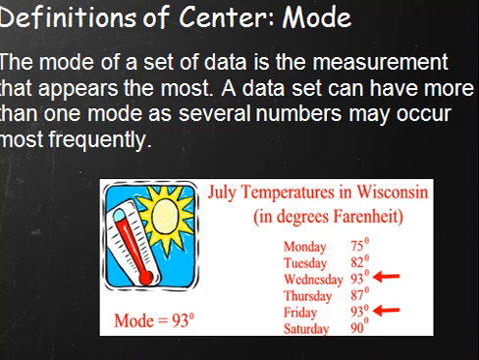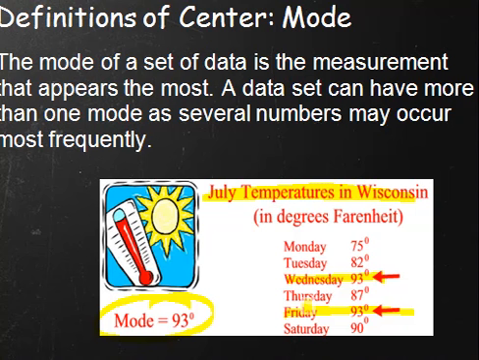The mode of a data set is the measurement or measurements that appear the most. We can have more than one mode. For example, in my July temperatures, I can see that I have exactly one mode, which is 93 degrees, because 93 degrees is the temperature that appears the most.